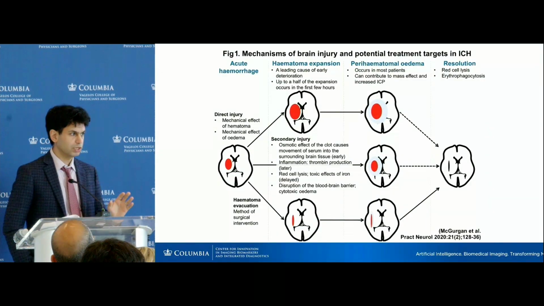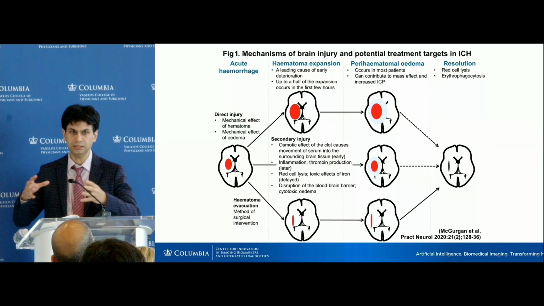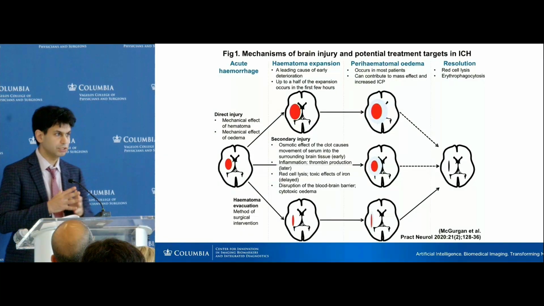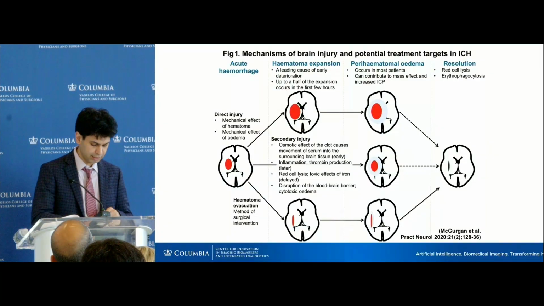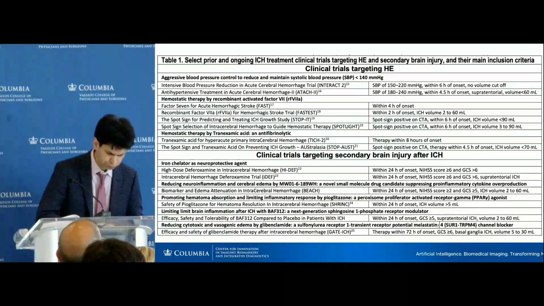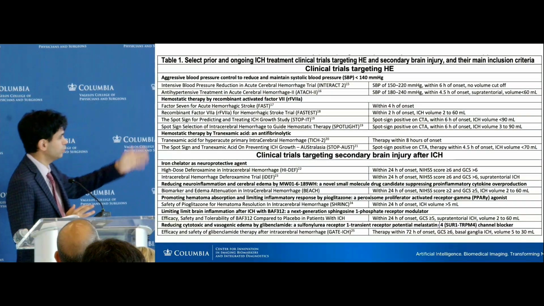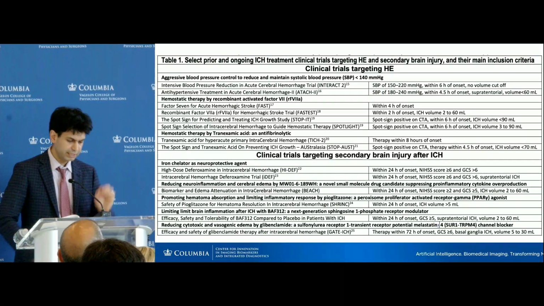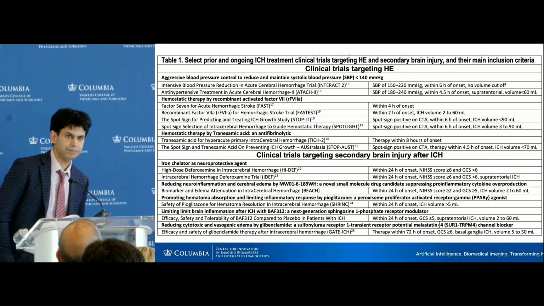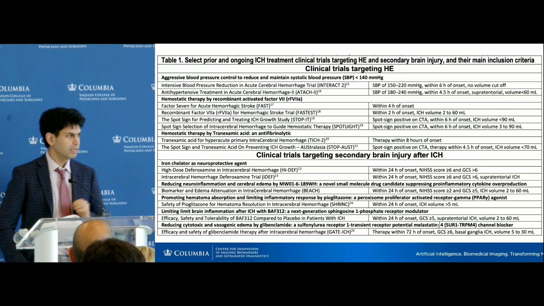Some of these patients are at risk of hematoma expansion, in other words, that the bleed gets bigger. Some of them are at risk of swelling, or perihematoma edema, getting worse. Now, there are a lot of trials going on. This is just a handful of them that I listed there, which have targeted hematoma expansion and perihematoma edema, swelling around the brain, for the treatment.